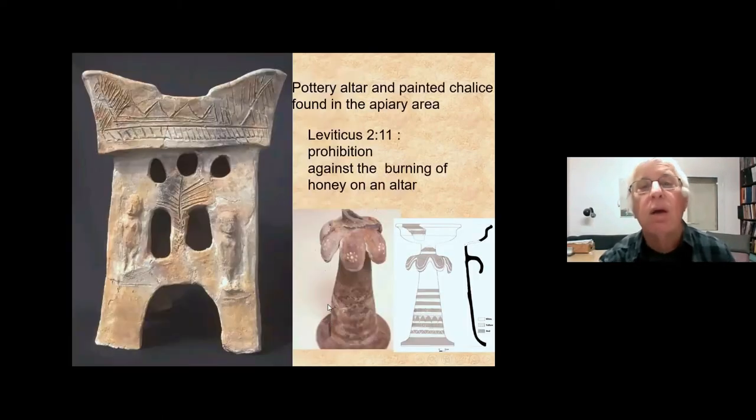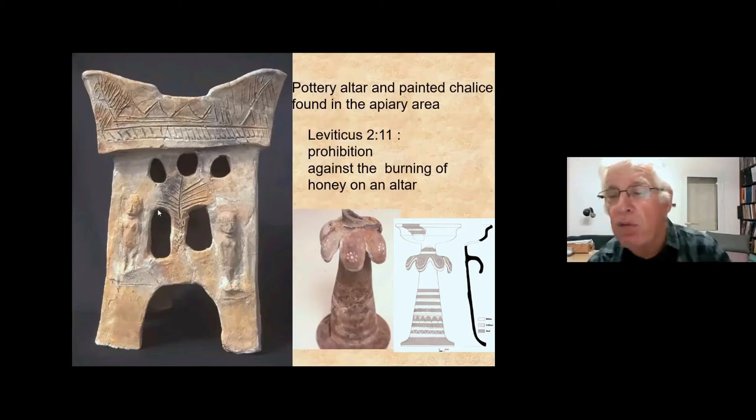Not only that, we found evidence for some religious practices that were carried out next to this apiary. This is an altar made of clay, made of pottery. You can see the altar has horns. You remember the horns of the altar in the Bible. The killer, if he holds the horns of the altar, cannot be punished. So here we can see an altar made of clay, about 2 feet high.